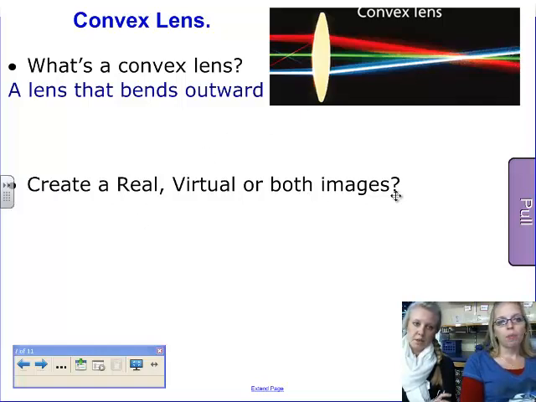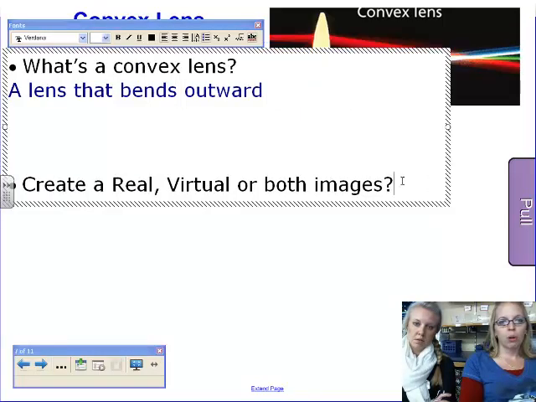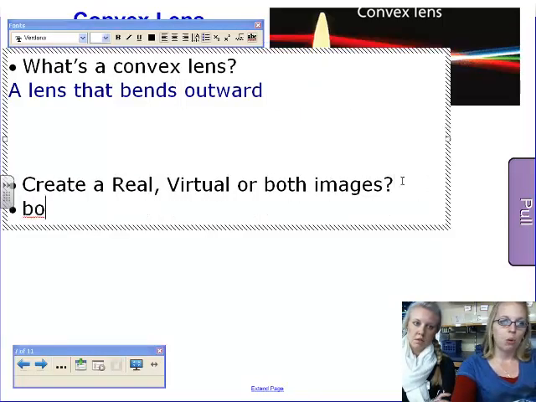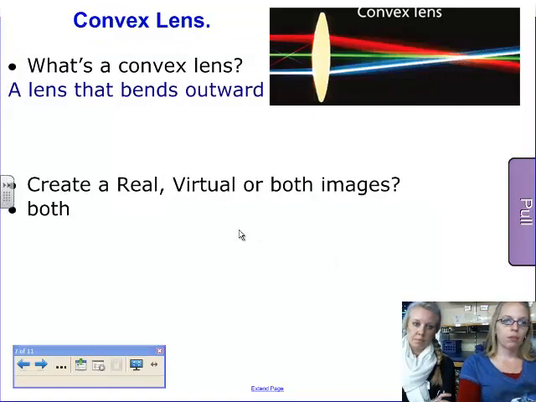So, can it create real, virtual, or both? I just told you, both. It's going to create both images. Don't just write the word both down. You want to write this whole question, and then maybe write the word both, or circle both, okay?